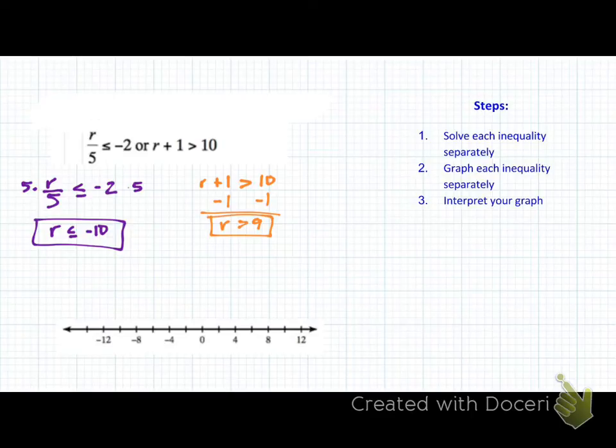Okay? Makes sense? Now watch what happens here. Look at what happens when I graph this. I'm going to go to negative 10. Do I fill in negative 10 for this first one? Yes, I do. Which way is the arrow going? To the left or to the right? Okay? Which way is it going, everyone? To the left, right? Isn't it less than or equal to negative 10?